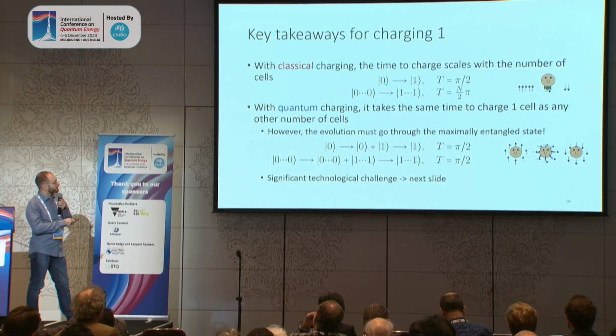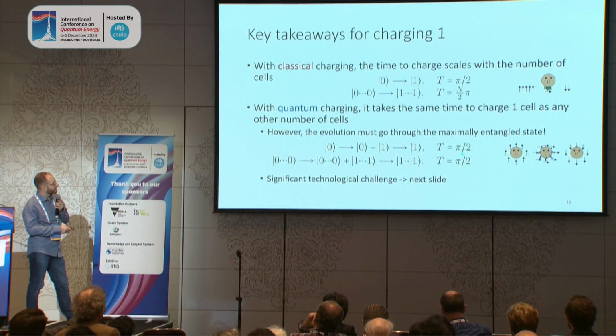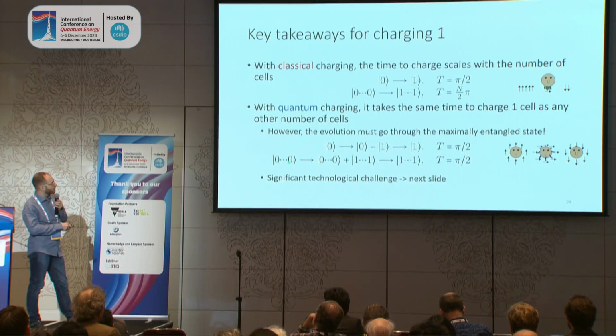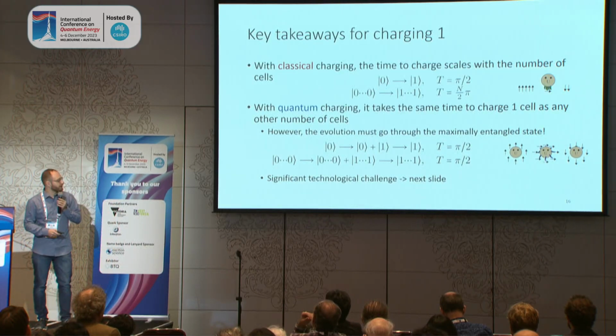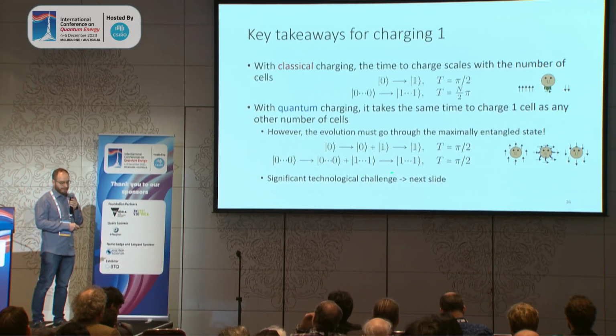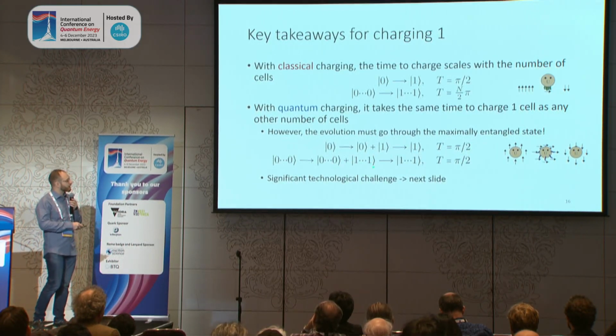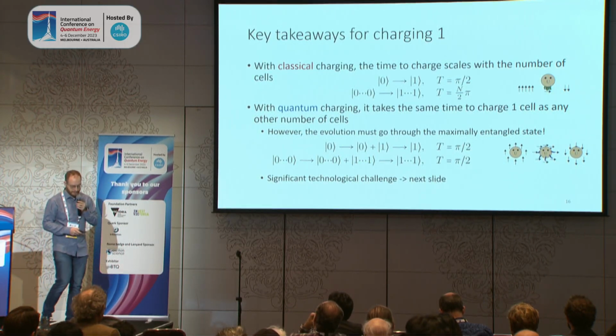If you have classical charging from 0 to 1, it takes pi half, but if you have n cells, it takes n times that. But for quantum charging, it takes the same time. However, for quantum charging, in order to charge the fastest possible, you actually need to go through the GHZ state. And this is a significant technological challenge. Also, the GHZ state is highly sensitive to decoherence, because while charging, if one of those charged states gets depleted, all of them get depleted, because it's a perfectly correlated state.